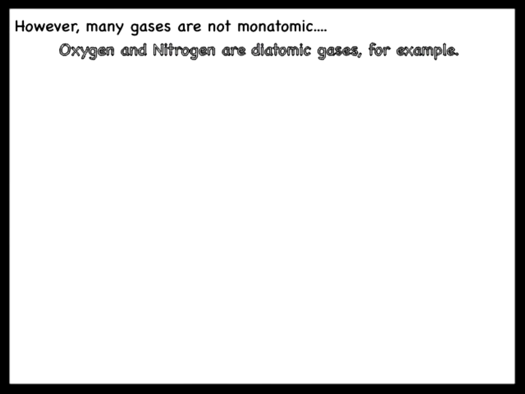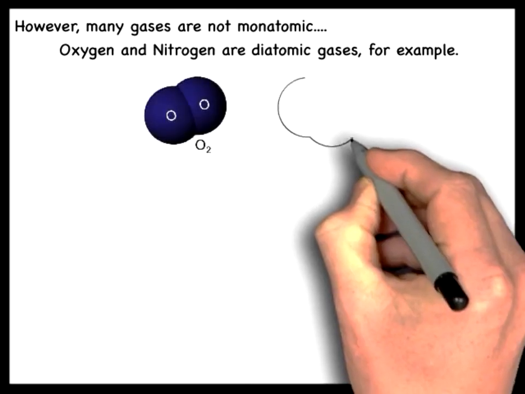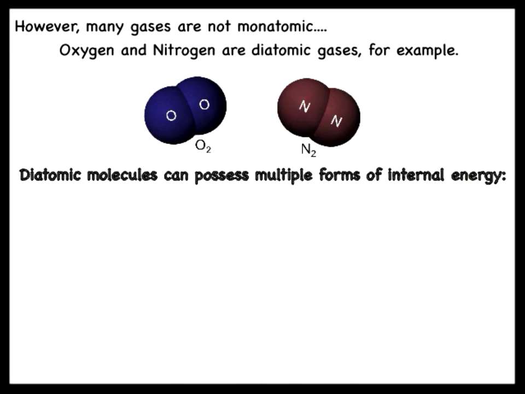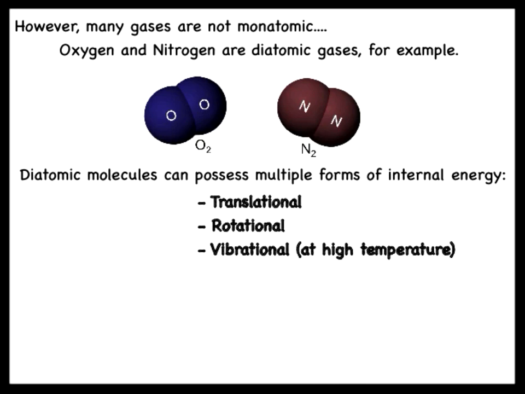Oxygen in our atmosphere, for example, is a diatomic gas, since it consists of molecules formed by 2 oxygen atoms. Nitrogen, which is the most abundant gas in our atmosphere, is also a diatomic gas. Diatomic molecules can possess multiple forms of internal energy. A single atom monatomic gas exhibits only translational motion, whereas an ideal diatomic gas can exhibit translational, rotational, and even vibrational motion at sufficiently high temperature.